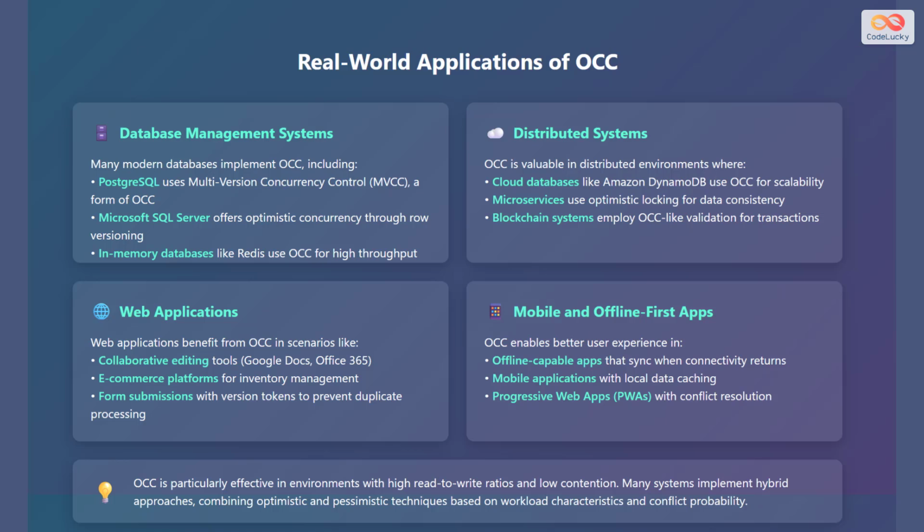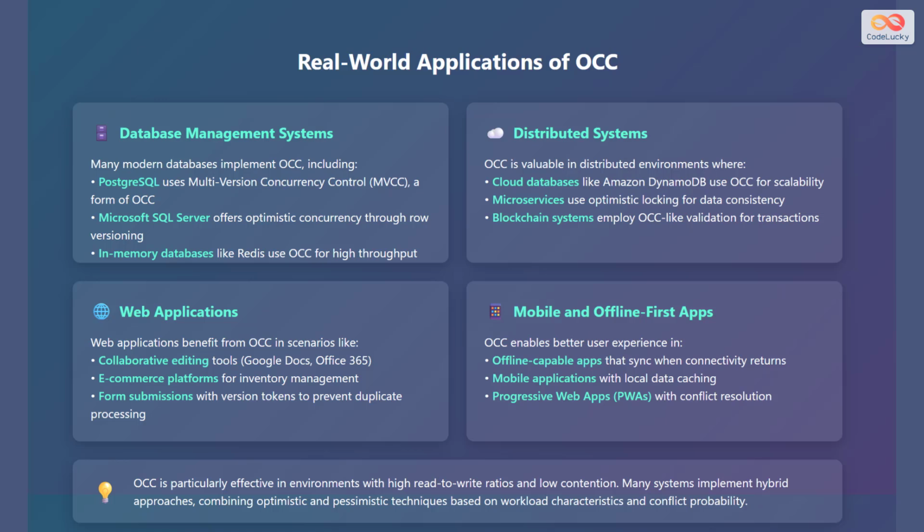Let's explore some real-world applications of optimistic concurrency control. Many modern database management systems, or DBMS, implement OCC, including PostgreSQL, which uses multi-version concurrency control, also called MVCC, a form of OCC. Microsoft SQL Server offers optimistic concurrency through row versioning. In-memory databases like Redis use OCC for high throughput. OCC is valuable in distributed environments where cloud databases like Amazon DynamoDB use OCC for scalability. Microservices use optimistic locking for data consistency, and blockchain systems employ OCC-like validation for transactions.